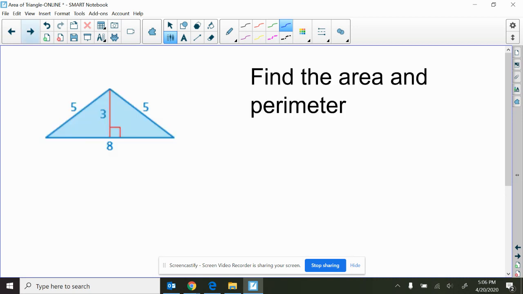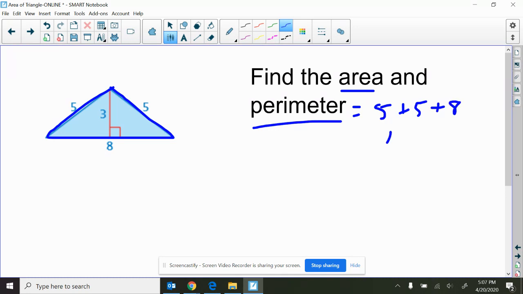Just wanted to look at this one because it asks for both area and perimeter. Remember, perimeter is the distance around the outside of a shape. And all you're doing to find perimeter is adding the sides. So our perimeter is 5 plus 5 plus 8, which would be 18. Our area here is 1/2 times 3 times 8. I'm going to multiply that 1/2 times the 8 first. 1/2 of 8 is 4, and then 4 times 3 equals 12.